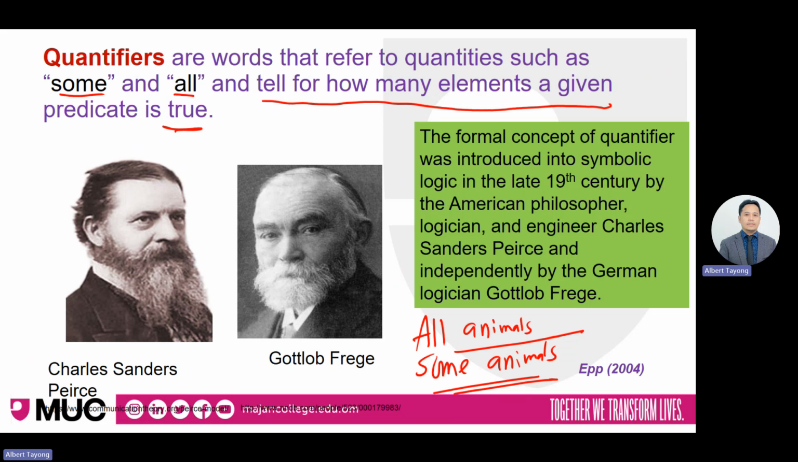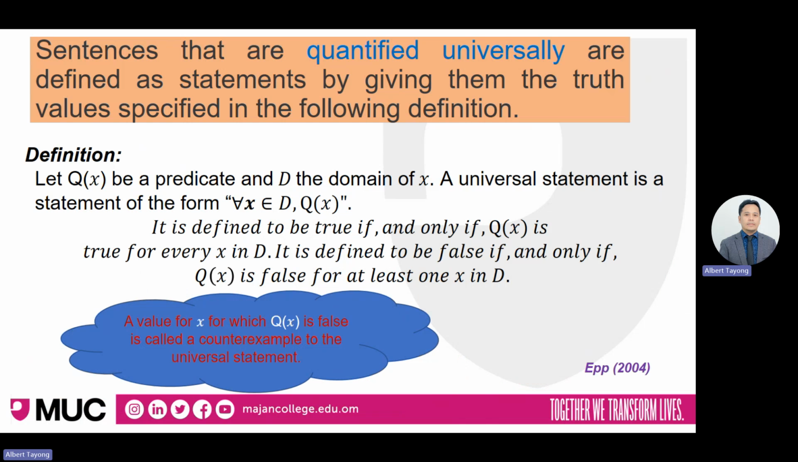Okay? So these quantifiers were first introduced by Charles Sanders Peirce and, alone, by Gottlob Frege. So these people are the ones who introduced these so-called quantifiers. Okay? So let's delve into the first quantifier.